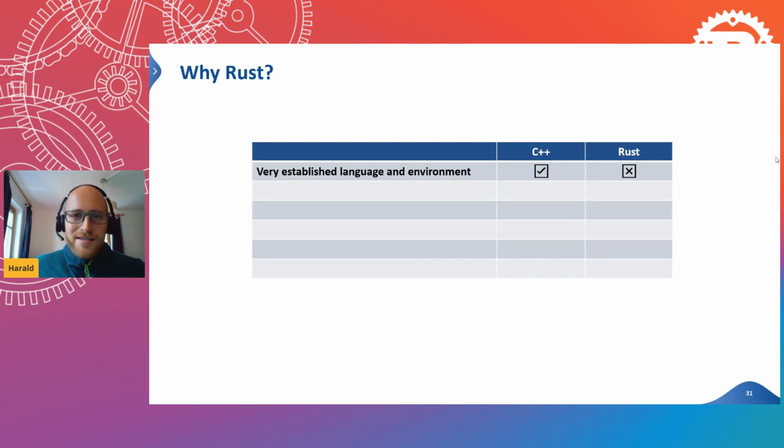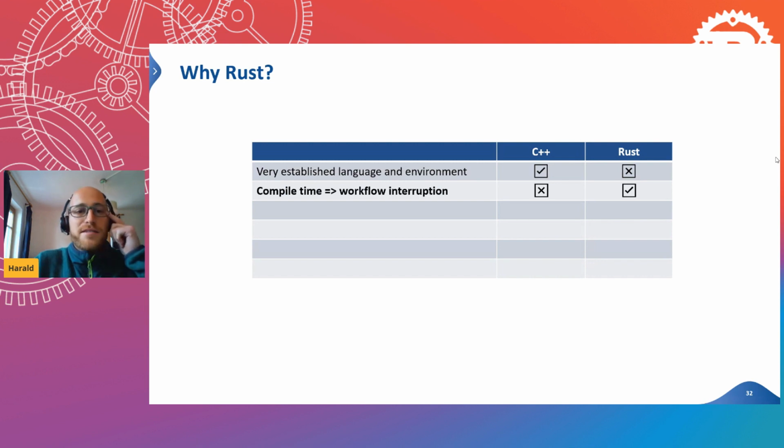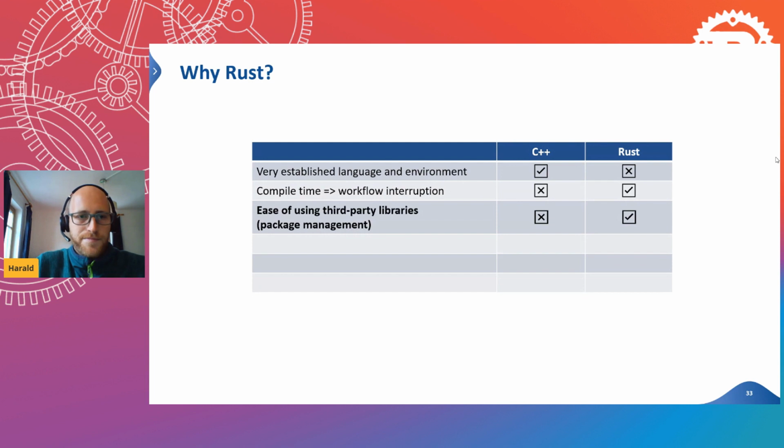So why we chose Rust is probably not so surprising for most of you, but maybe some of our participants have a similar choice and are interested in what we found out. C++ is a very established language and environment. That's certainly an advantage. But with Rust, the compile time is really short, which means fewer workflow interruptions. So you can focus more during the development and test cycle. You can focus more on the task at hand.